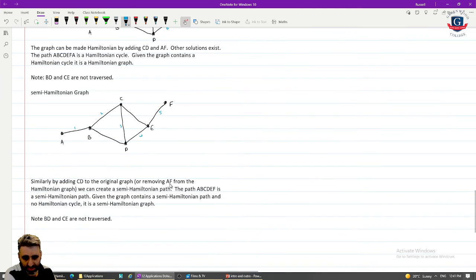Similarly, if we wanted a semi-Hamiltonian graph, we'd have to make sure that there wasn't a Hamiltonian cycle in this, and there isn't because there's no path from F to A. And we'd have to make sure that we can get from A to F via all of our vertices without having to double back. So A to B, B to C, C to D, D to E, E to F, we have a Hamiltonian path. And given we have no Hamiltonian cycle, it's a semi-Hamiltonian graph. And again, in this case, we haven't traversed BD and CE.